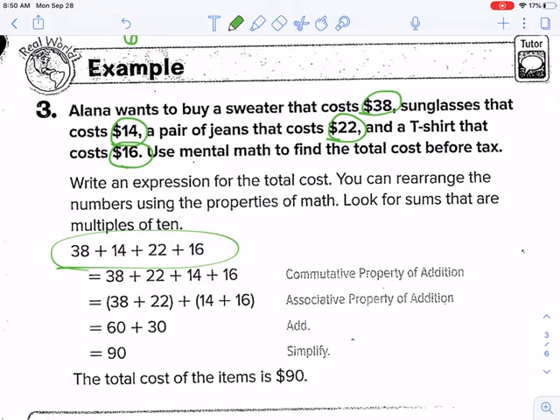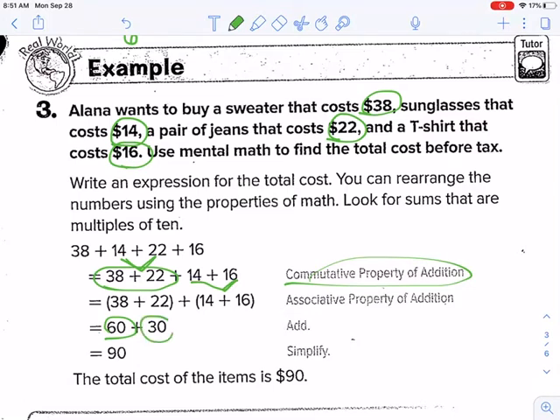So 38 and 22 are pretty easy to add together. So you would use the commutative property to flip-flop, actually not the 38, but you would flip-flop the 14 and the 22 so that the 22 is closer to 38. And then you could add the 38 and 22 together. That's going to give you 60. And when you flip-flopped the 14, the 14 and the 16 were closer together, so that you could add those together and get 30.